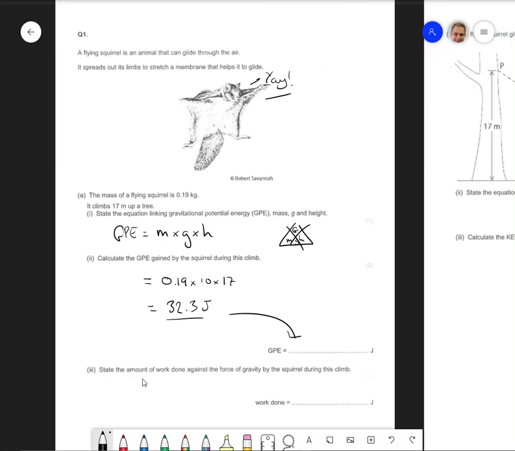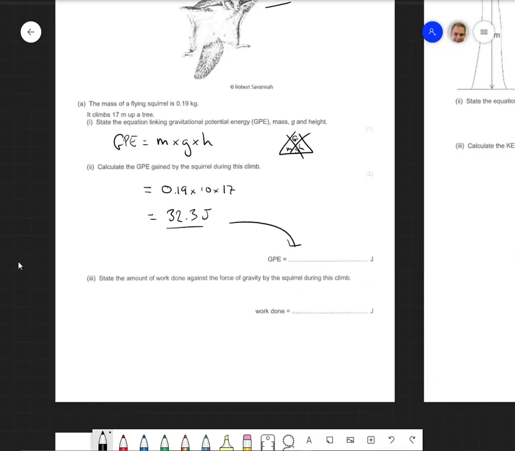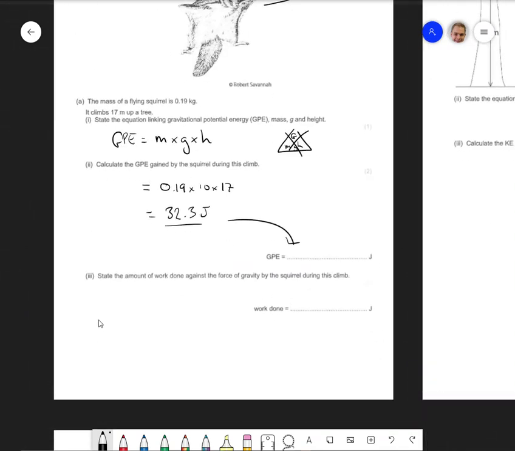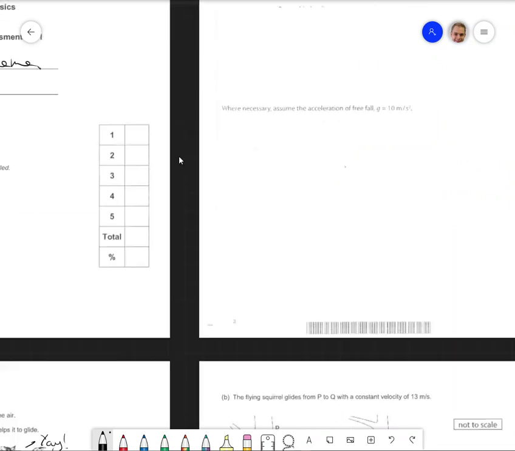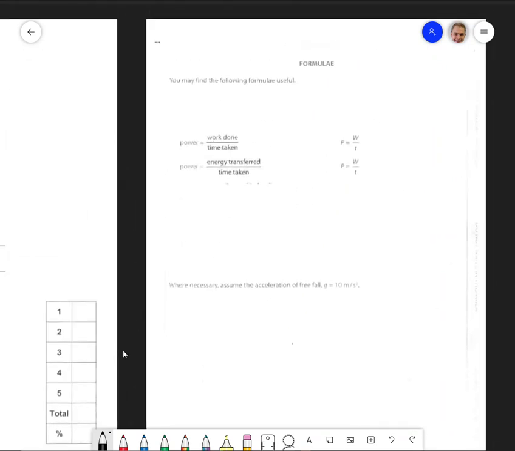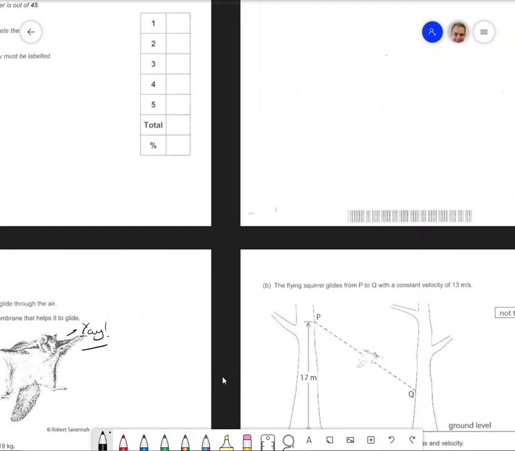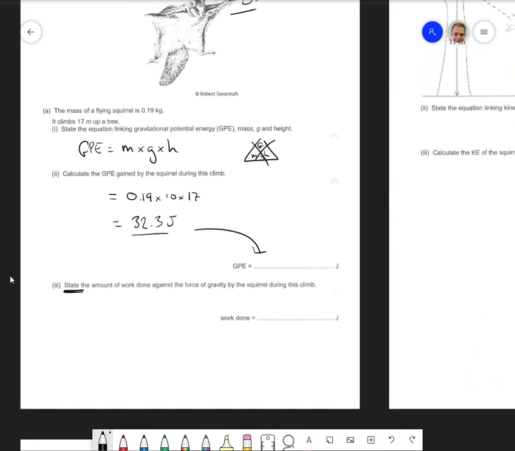Then state the amount of work done against the force of gravity by the squirrel during this climb. Interesting thing to note, this is a 1-mark question, and its key instruction here is state, meaning you don't need to do anything really hard. If we remember what I just told you, that work done is energy transferred, well, we've just calculated the energy that we've gained, so we've just transferred 32.3 joules. So the work done must be exactly the same. It is just 32.3 joules.